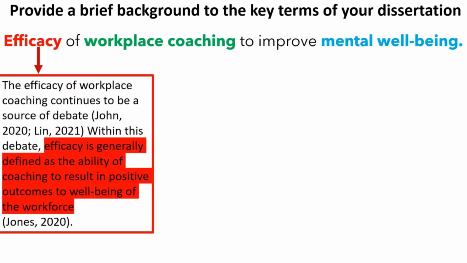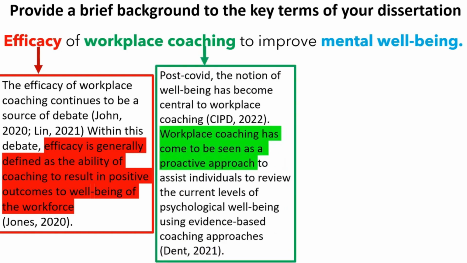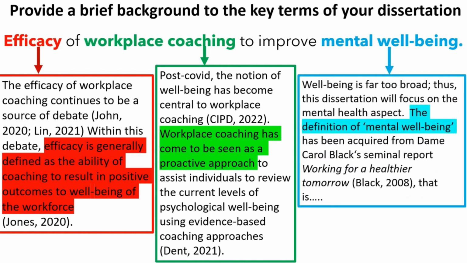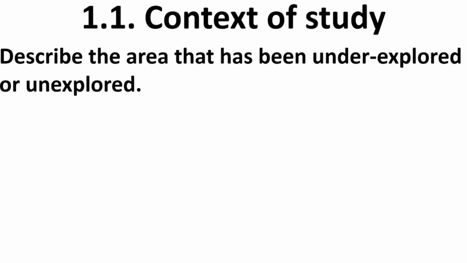Efficacy. What do you mean by efficacy? Workplace coaching. What is that? And lastly, mental well-being. So they broke down all of these key terms to give the reader a clear understanding of what they intend to cover. In the next section, 1.1 Context of Study, you describe the area that has been underexplored or unexplored.